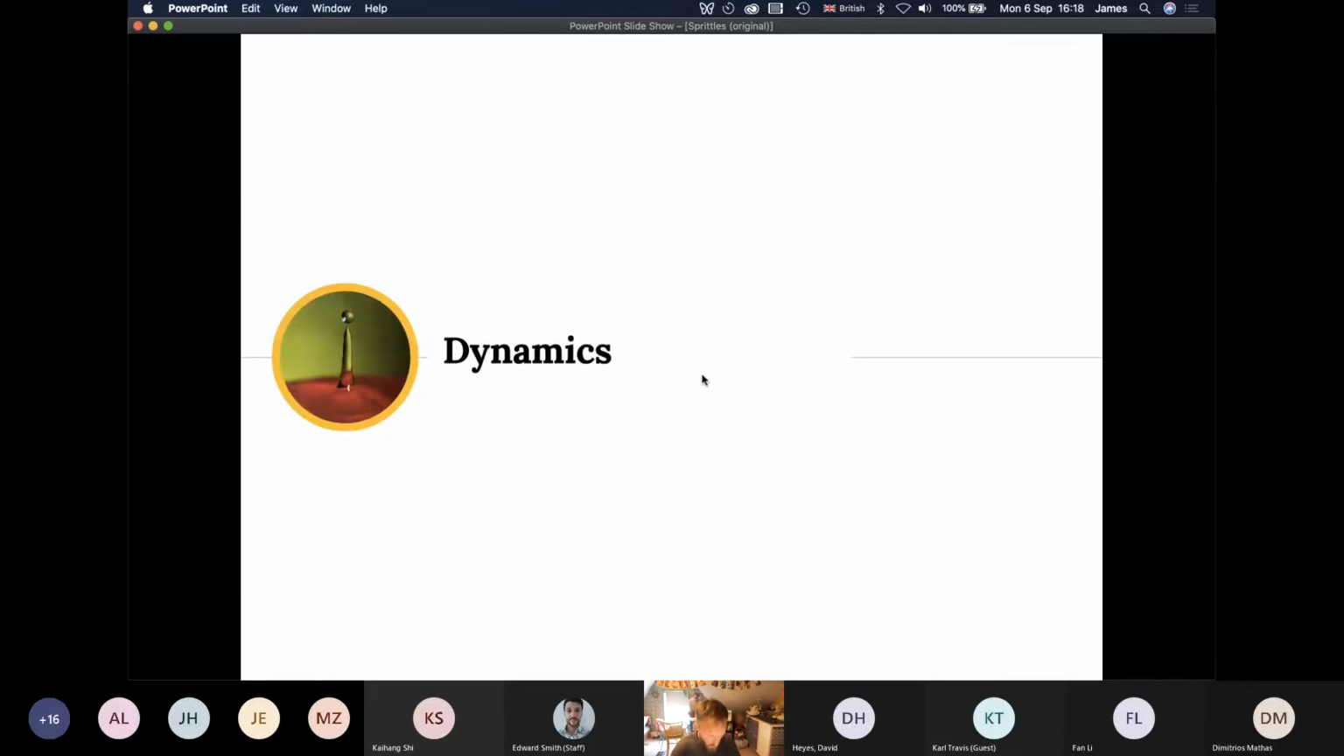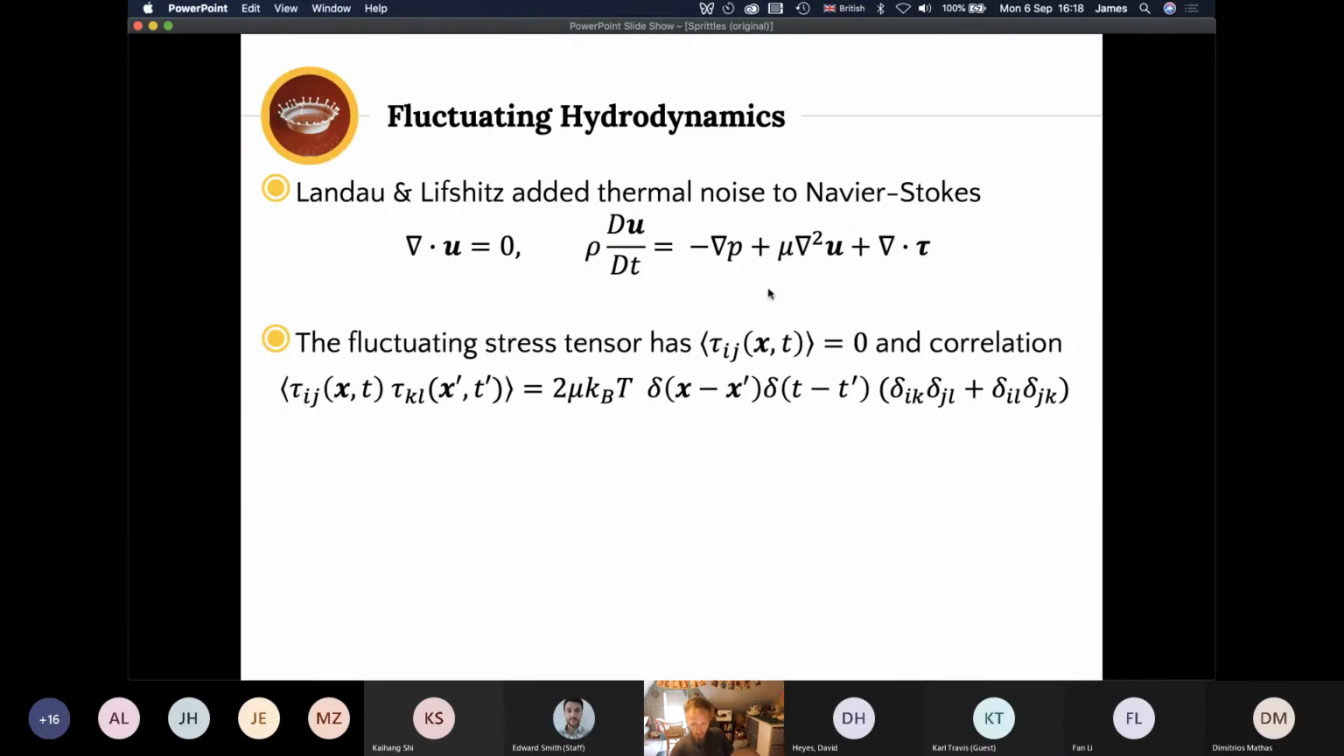Okay, so on to dynamics. Obviously, to consider dynamics, we need equations of motion, and those were written down a long time ago by Landau and Lifshitz. Their idea was, well, let's just take the Navier-Stokes equations, incompressible, isothermal in this case, as we're used to, and just add a fluctuating stress onto the end.